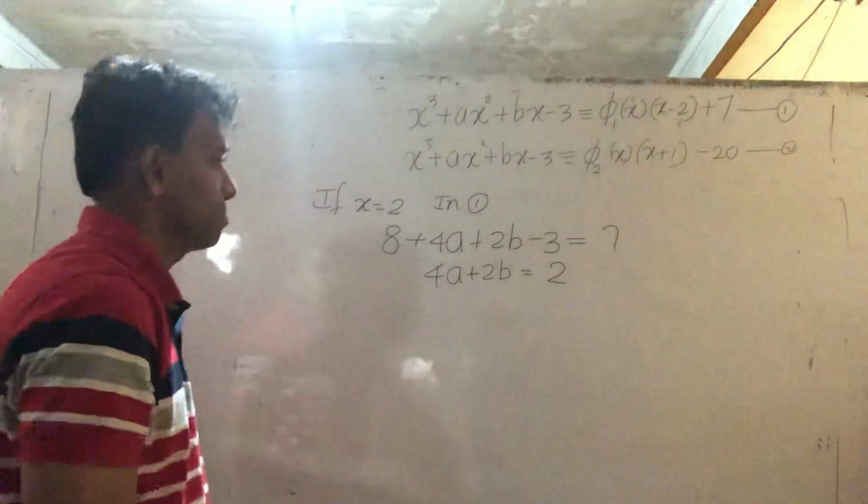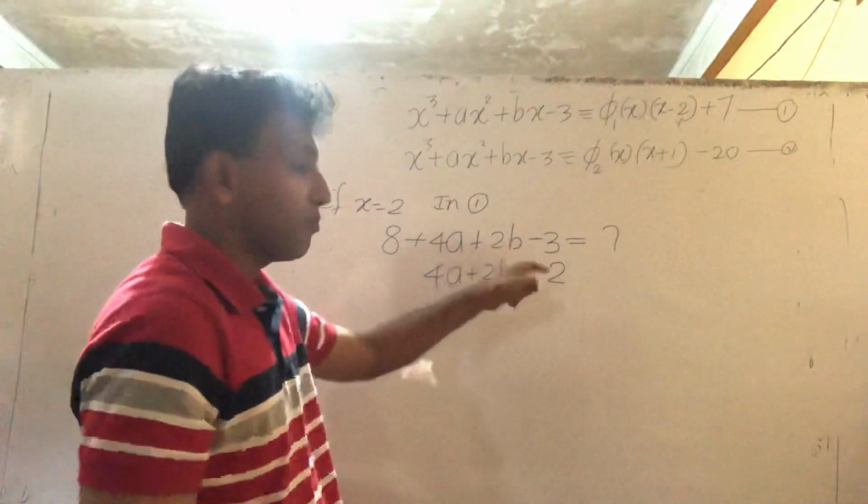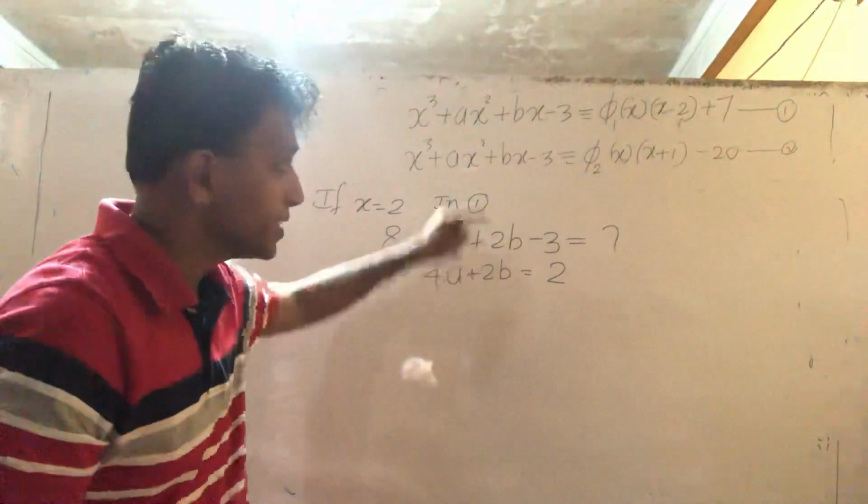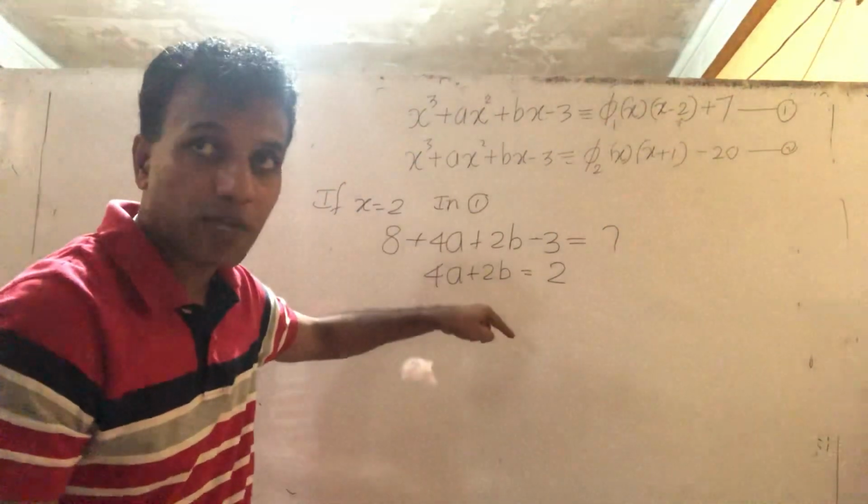Okay. 4a plus 2b equals 2, so I can divide by 2 also. Wait, we'll see the second equation and check how it becomes.